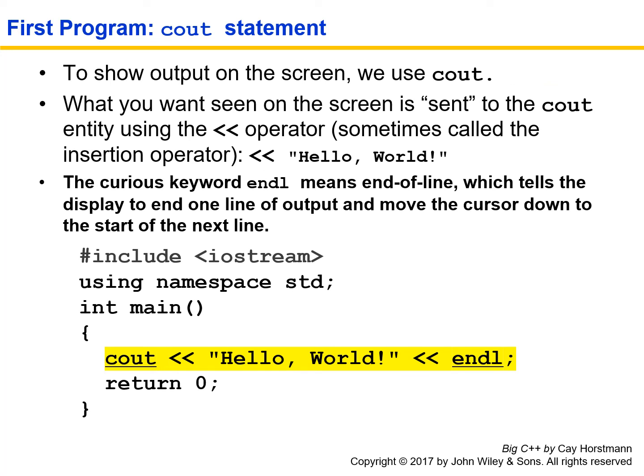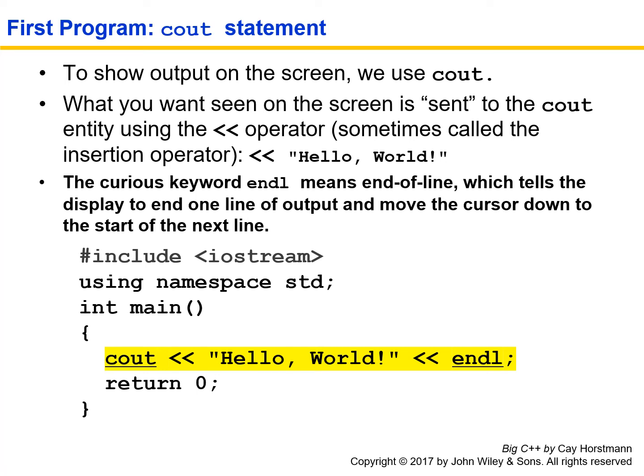To show output on the screen, we use the cout object. Okay, the things you want displayed on the screen are sent to the cout object using the less than operator, sometimes called the output or the insertion operator. So less than less than quote hello world means we're going to send the phrase hello world, that string of text, to cout. Then this curious keyword at the end, endl, means end of line.